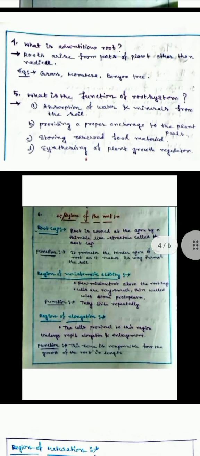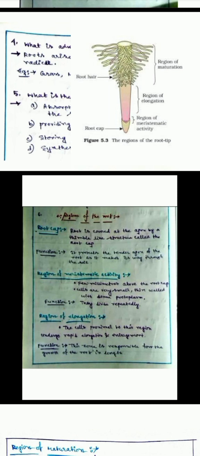Now, point number 6. Regions of the root. Root cap. The root is covered at the apex by a thimble-like structure called the root cap. Function: it protects the tender apex of the root as it makes its way through the soil. I have attached the picture at the corner of the video.